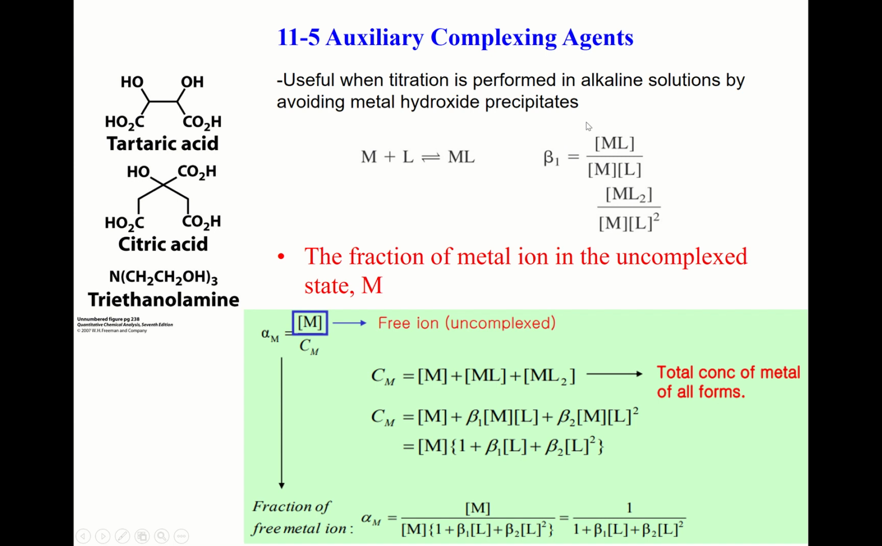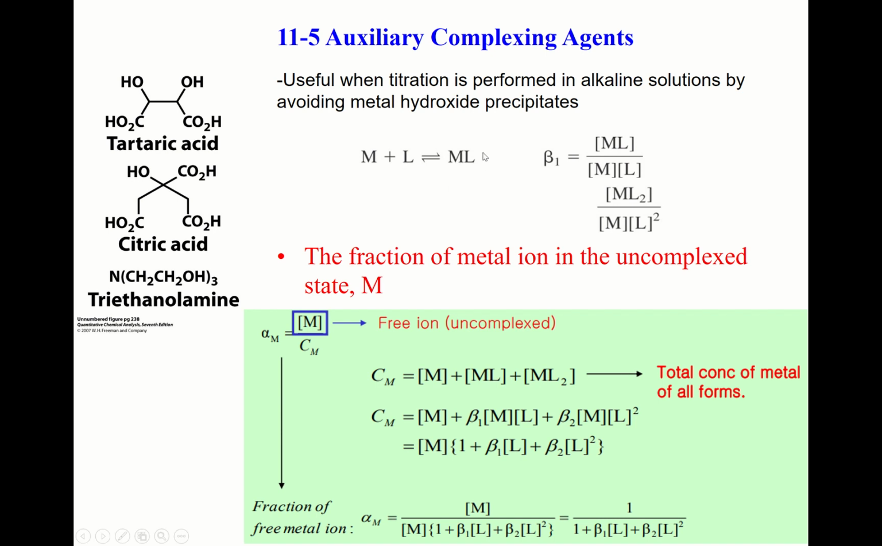For example, ferric ion easily forms ferric hydroxide by reacting with hydroxide. That's the big problem. So in a very basic solution, before titration, many metal ions form metal hydroxide and precipitate on the bottom of the flask. So that causes a problem. We have to avoid such metal hydroxide precipitates. How do you do that?